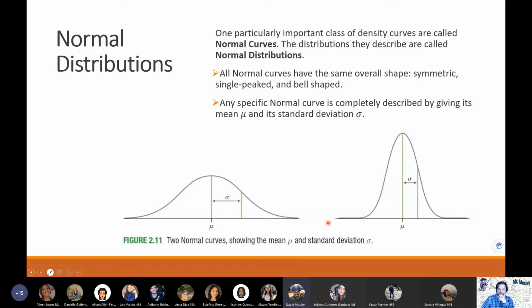So, one more slide with a couple other bullet points about normal distributions that we're going to do. Raise your hand if you need a moment to write these things down. Okay.